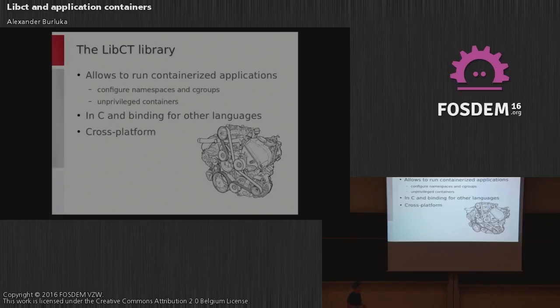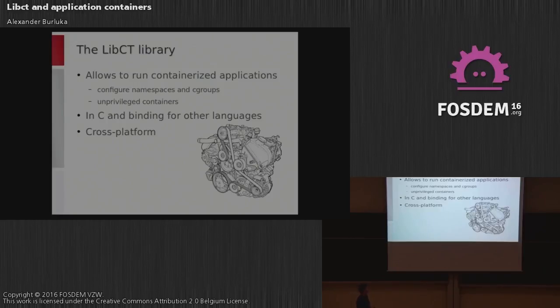The LibCT library is a high-level library which allows you to create containers on other systems. Currently, it implements only Linux containers and OpenVZ, but there are no problems to implement FreeBSD or Solaris zones. We would be glad if some of you do that for us. We are only interested in Linux.